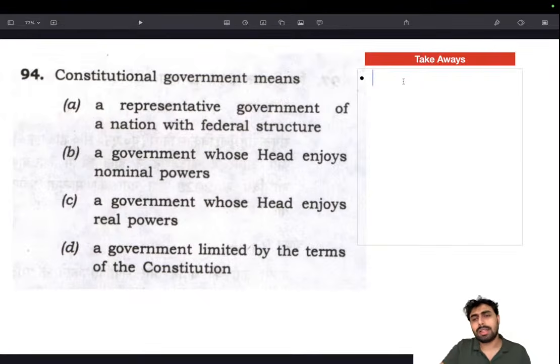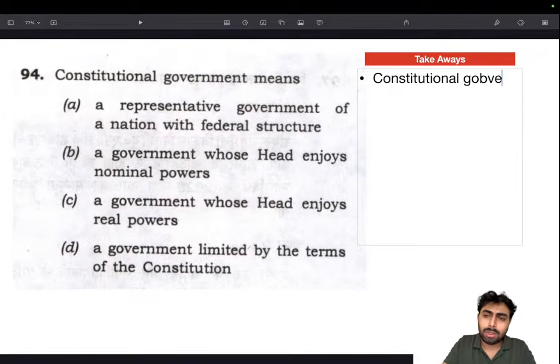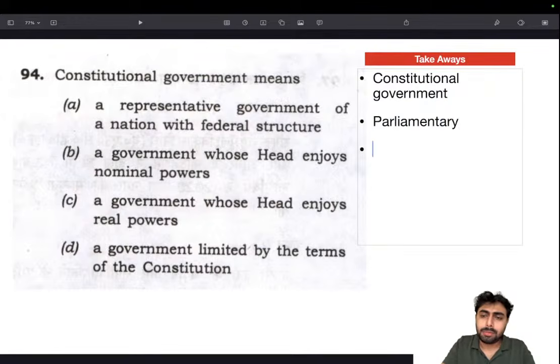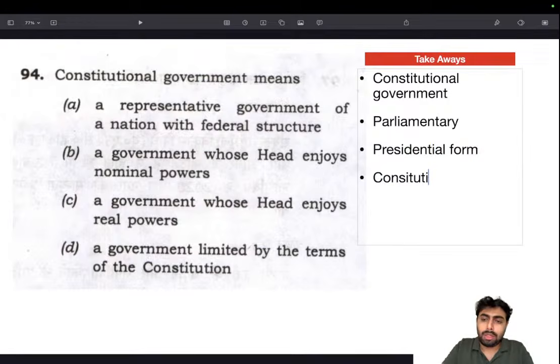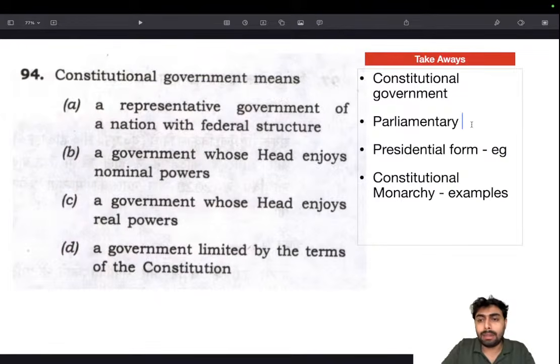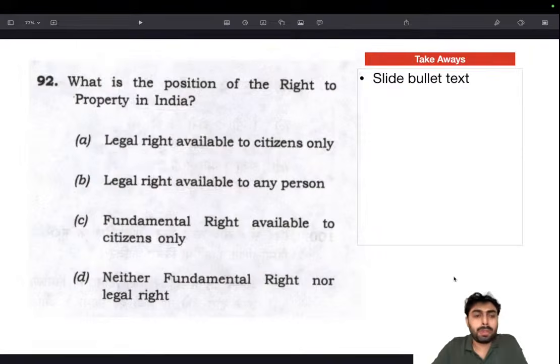So just learn about, I think there is not much takeaway, but just learn what's a constitutional government and other forms of government. Parliamentary, executive, presidential form, and constitutional monarchy. Examples also. Examples for all of these. Having an idea really helps. Think about it, compare it, and you can just arrive at the answer. This is the takeaway. Moving on.